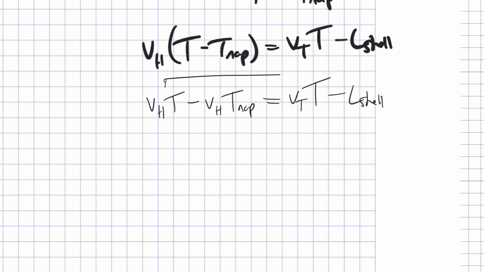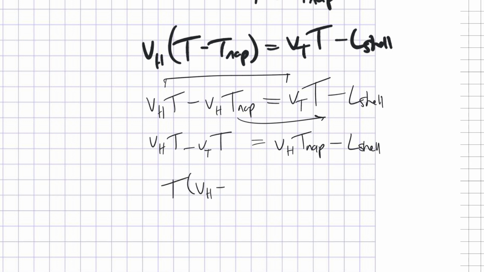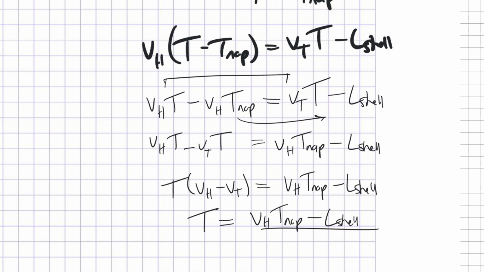Okay, so I want to gather these two together. So VH T minus VT T equals, I'm going to bring this one over to the other side, VH T nap minus L shell. Okay, we're going to pull the T out from this side. I'm left with VH minus VT equals, we can leave all that alone, VH T nap minus L shell. So T equals VH T nap minus L shell divided by VH minus VT.